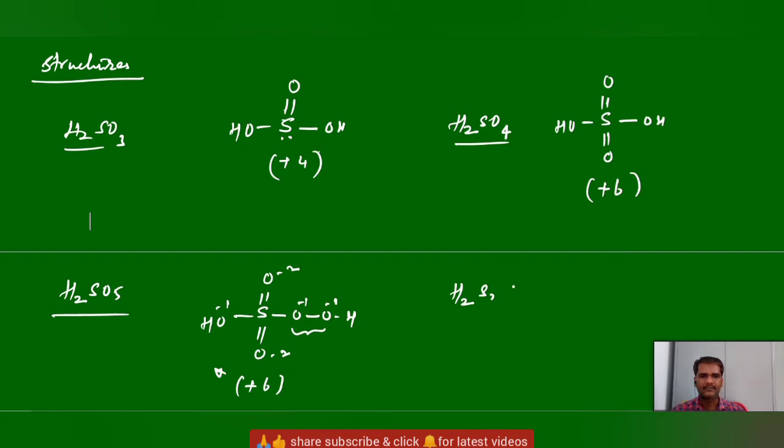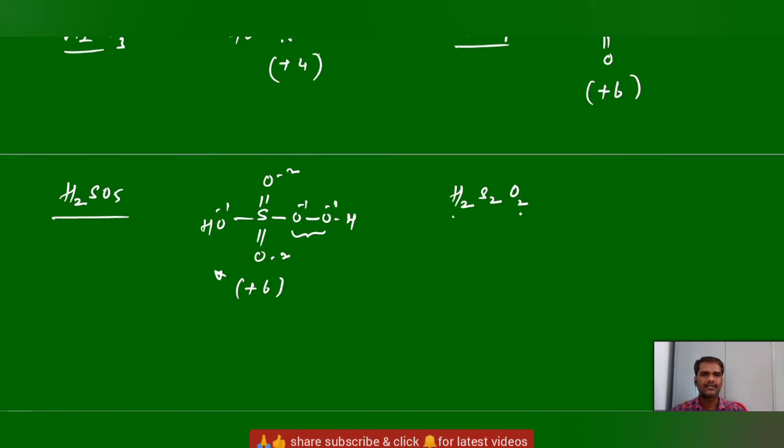Next, H2S2O2, thiosulfurous acid. Thio means we have a sulfur linkage here. Sulfur is linked with one sulfur, the remaining are oxygens. And this is the structure of thiosulfurous acid.